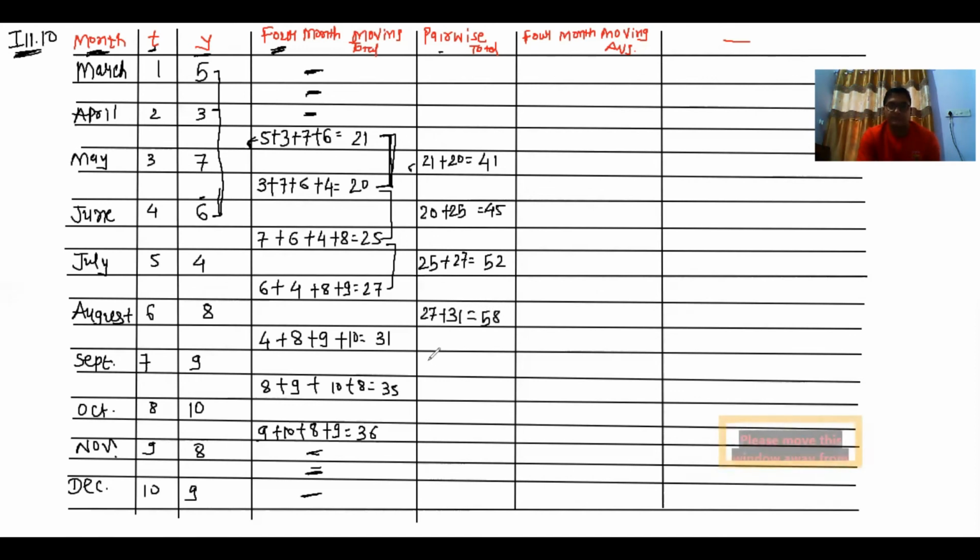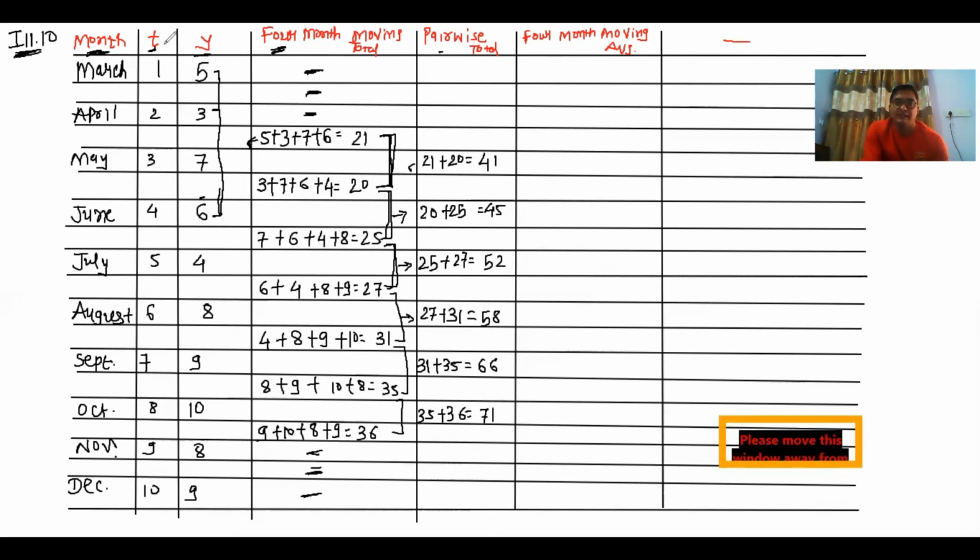58. Then after, 31 plus 35 is equal to 66. And the last one, 35 plus 36, 71. What we have done is the total of these two moving, and we have written it down between these. Again total and write down between this. Again total and between this. Again total and again total. Okay. So this is called the pairwise total.